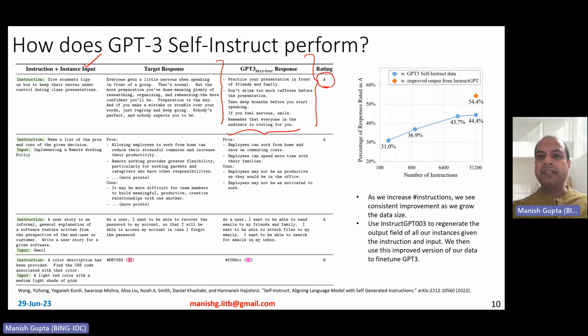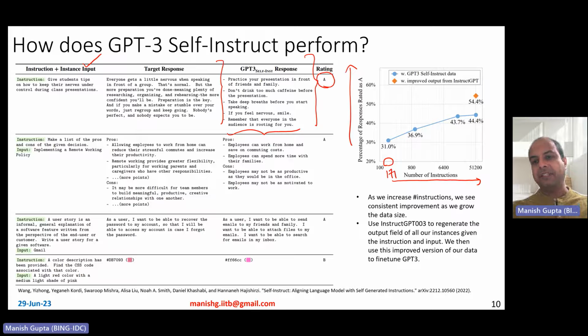Now, they also did some other experiments to identify if we really need large amounts of self-instruct data or if a small amount of self-instruct data is also okay. Right. So here on the x-axis, you see the number of instructions, how much self-instruct data was used to fine-tune the GPT-3 model. And here is the percentage of responses rated as A. Here you see 171 instances, which means none of the self-instruct automatically generated data was used. Remember, 171 was the initial set of manually generated examples anyway.